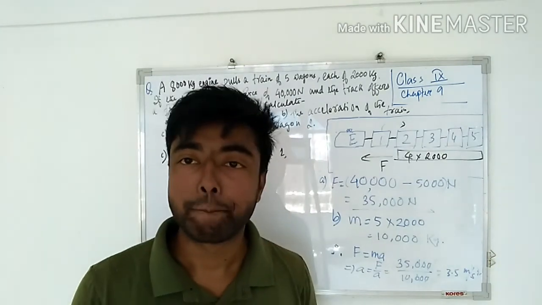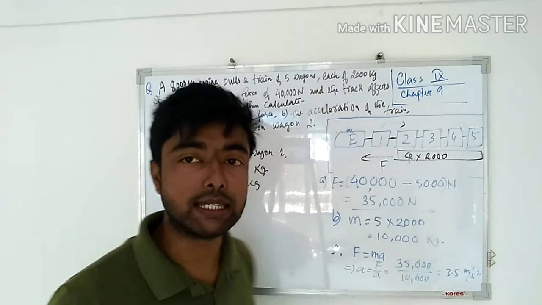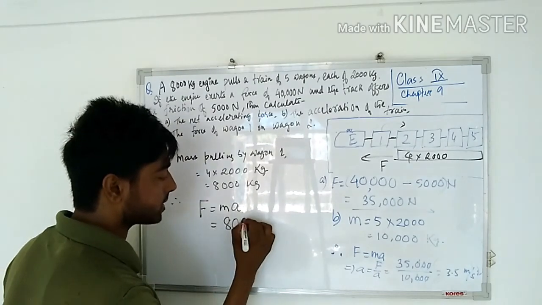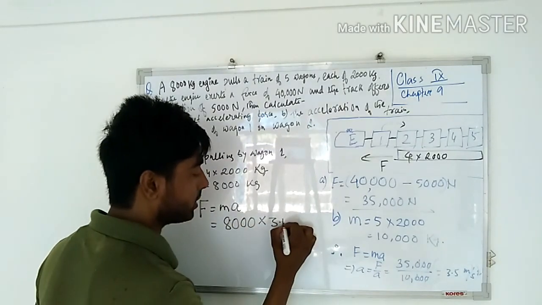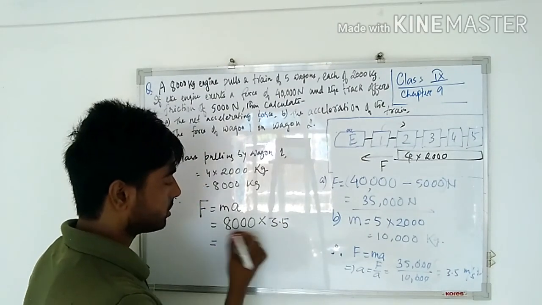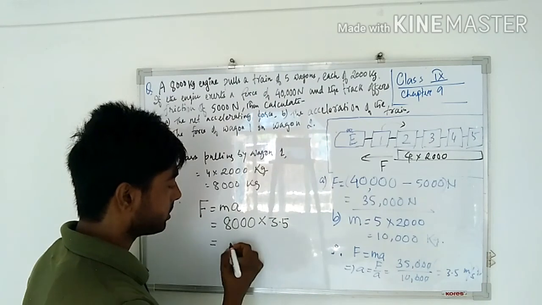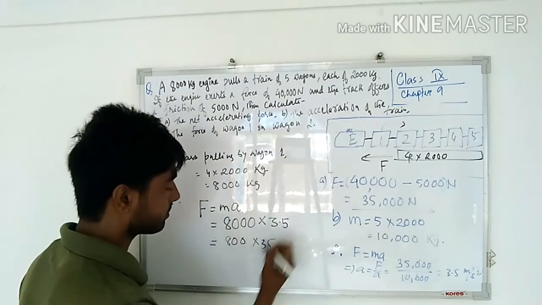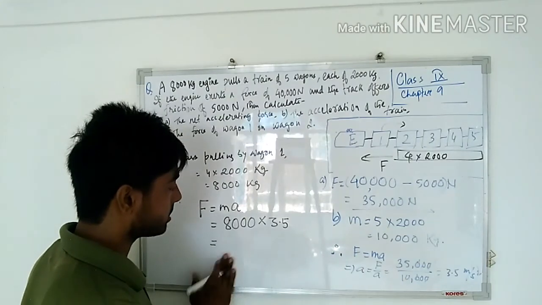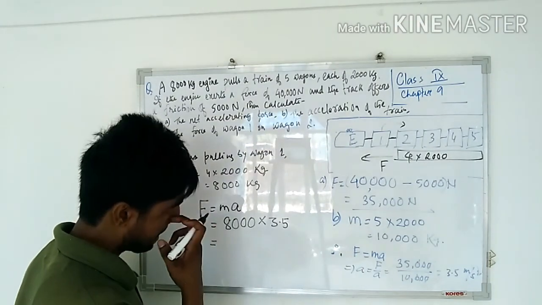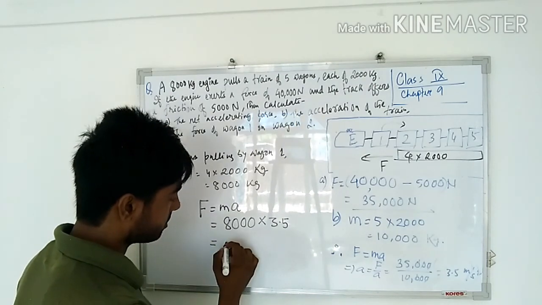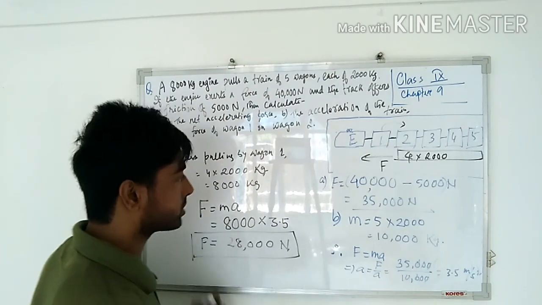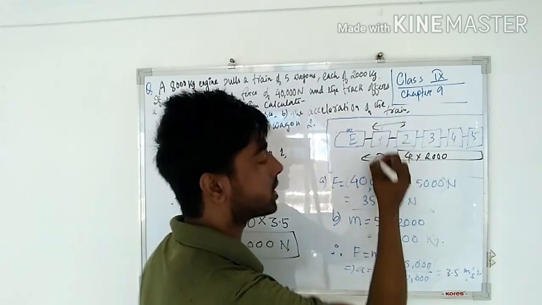The force given by wagon 1 on wagon 2 is F is equal to MA. मास कितना आ जाएगा? 8000 आ जाएगा, into A कितना है? 3.5. कितना होगा? 8000 into 3.5 कितना होगा? 28,000 न्यूटन. 28,000 Newton will be the force given by wagon 1 on wagon 2. ये force कितना होगा? 28,000 होगा.